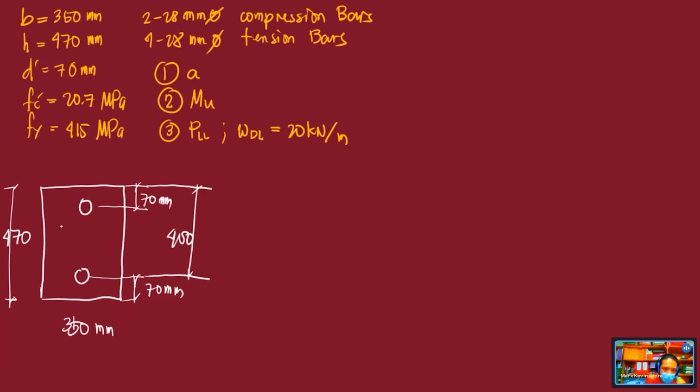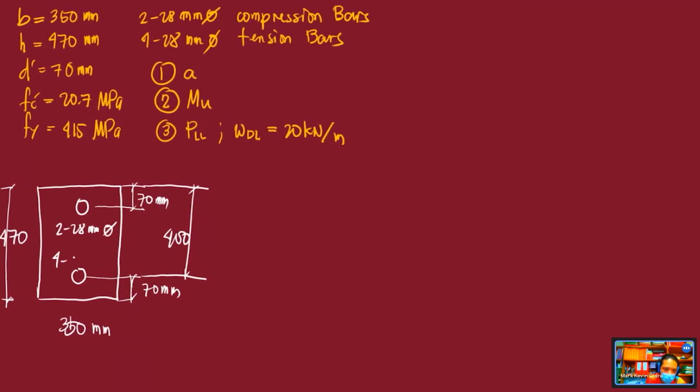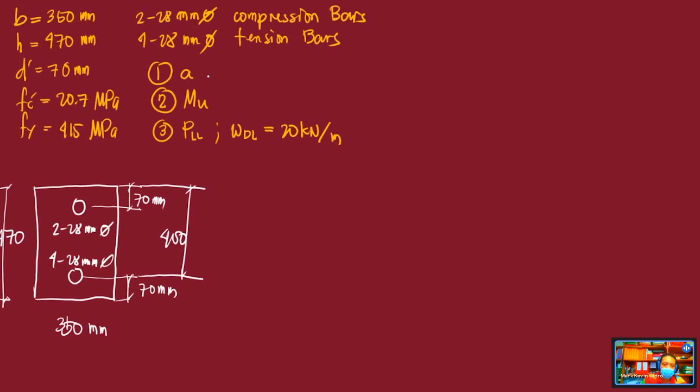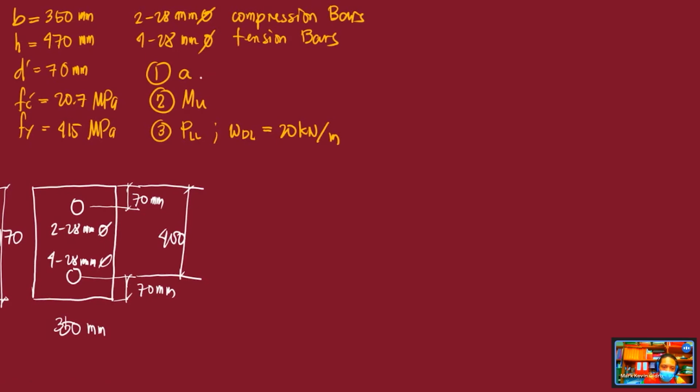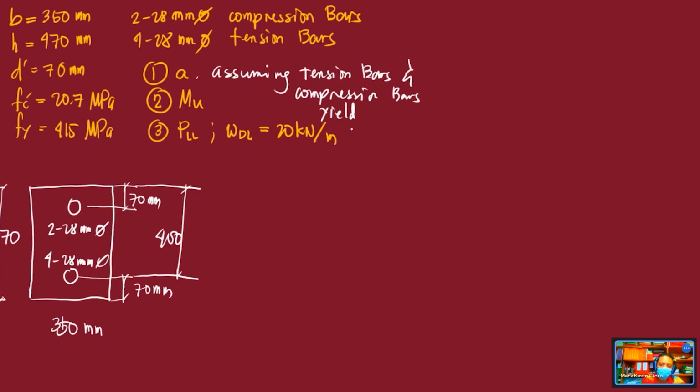And here, this is two 28 mm diameter bars, and at the bottom, four 28 mm diameter bars. You can take note that we are assuming both the tension bars and the compression bars yield. That means we assume the tension bars and the compression bars yielded. We are to solve for the depth of the compression block, Mu and PL. Take note, for our letter A, we are to assume that tension bars and compression bars yield.